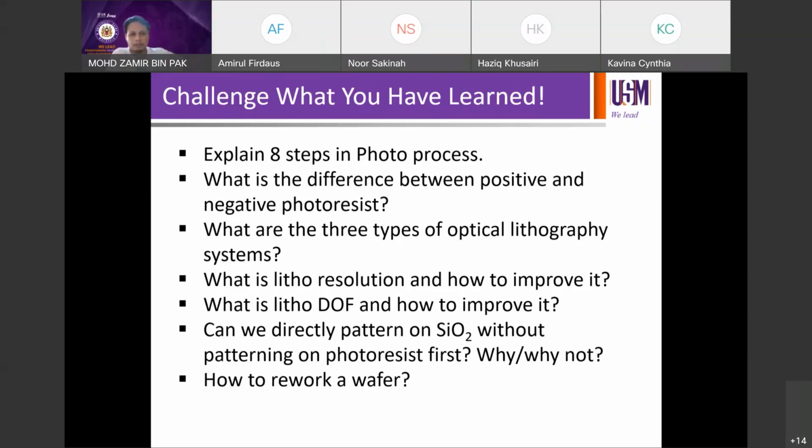What is the difference between positive and negative resist? Anyone? What is it here?